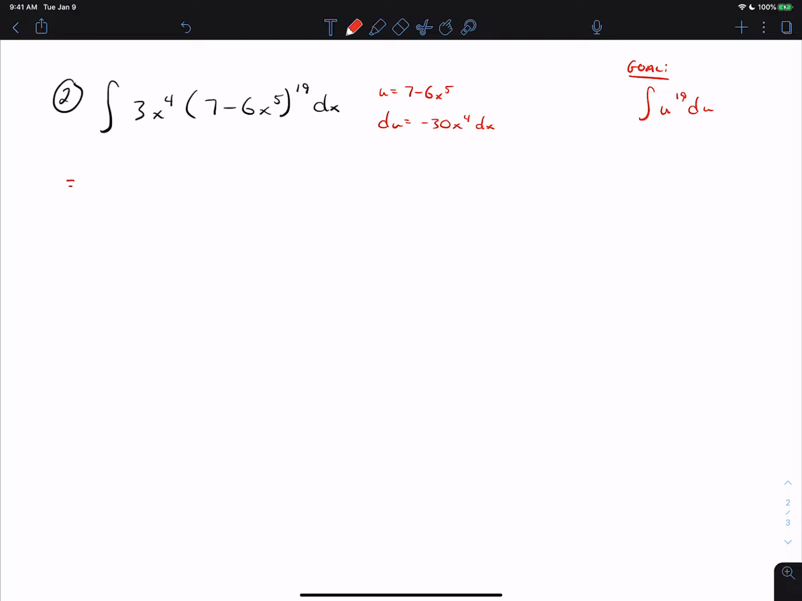We're going to move the stuff around to make it match u to the 19th du. So I'm going to pull the 3 out because we don't need it. I'm going to put the 7 minus 6x to the 5th to the 19th at the beginning. I'm going to put x to the 4th next to the dx. I'm now closer to the goal, u to the 19th du, because I have u to the 19th at the beginning of the integral. For the du, I am missing the negative 30 part. So I'm going to multiply inside by negative 30.